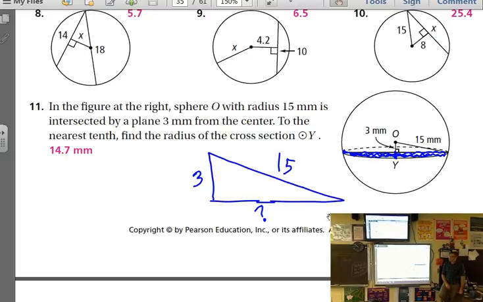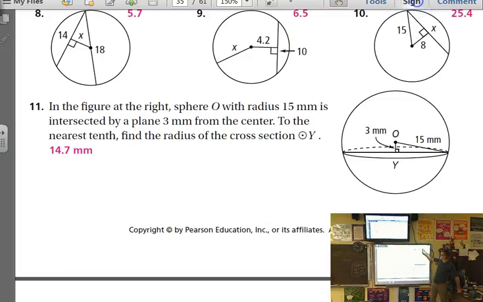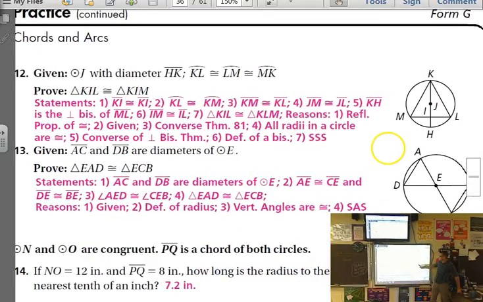Other questions on 8-4? Yeah. 12. Circle J, diameter HK, KL is equal to LM, so we have an isosceles triangle. LM is also congruent, so we have an equilateral triangle. Prove that KIL and KIM are congruent. Anyone want to walk us through this? Ignore all the red stuff. That's too complicated to read. This has been posted on Schoology. If you want to read through it, you can, but it's easier if we talk it out.